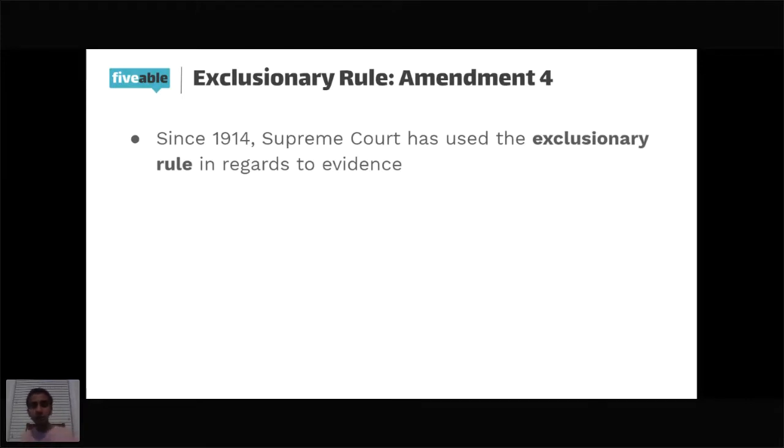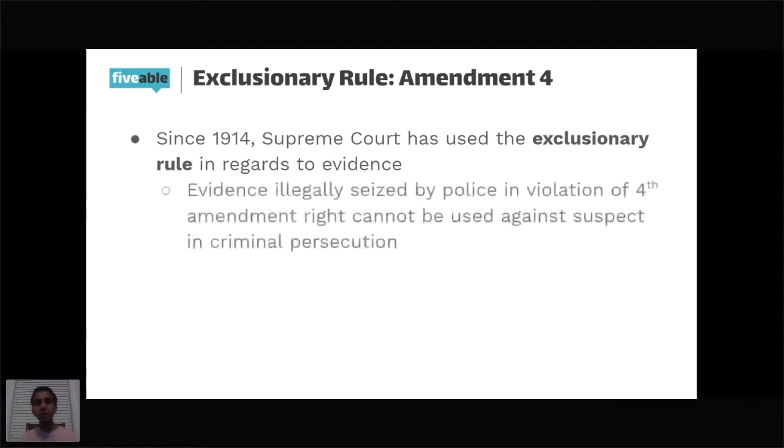So since 1914, the Supreme Court has been using the exclusionary rule. And what that basically says is if the police come into your house unreasonably, so they commit an unreasonable search or seizure, the evidence that they collect cannot be used in trial. So let's say the police just barge into your home without a warrant, without probable cause, and they take something that you stole, like you actually stole it from somewhere.